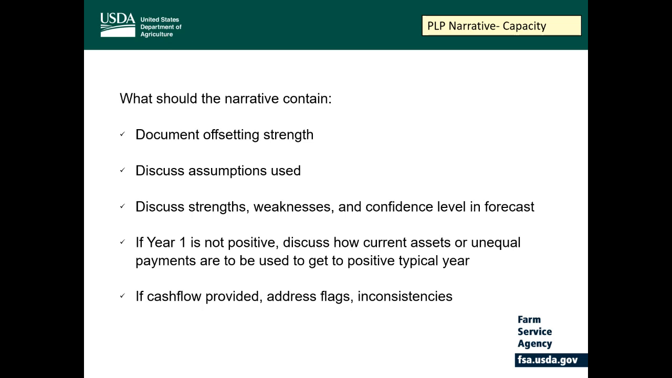Another question we got, second to the last thing there: if the first year is not positive, discuss how you're going to get to a typical year. Maybe you're going to rely on current assets, or maybe you have unequal payments. That's something to describe to us. Not to say you can't make the loan, but how are you going to get from here to there? How do you get to a typical year where things are going to be working consistently?